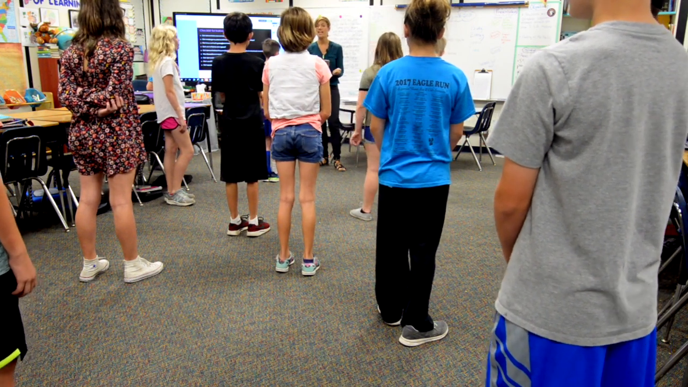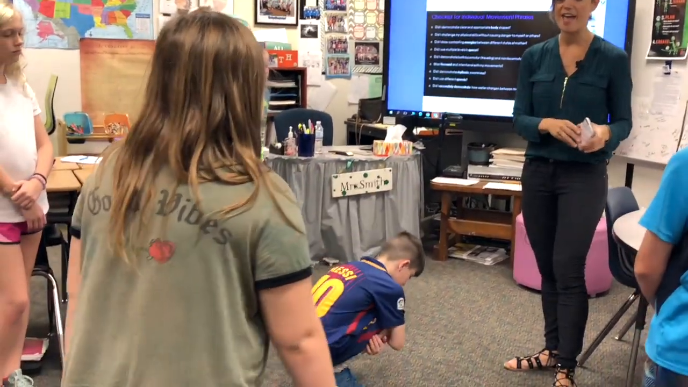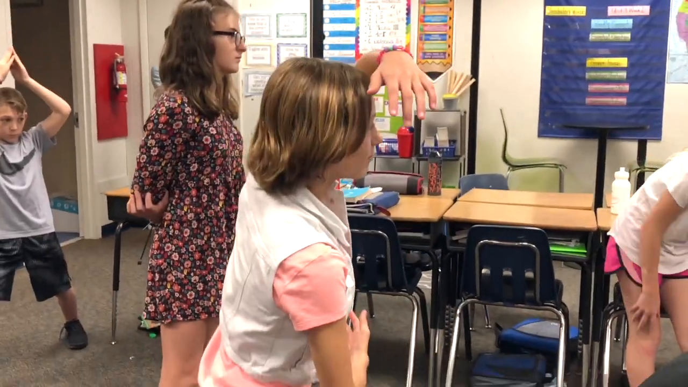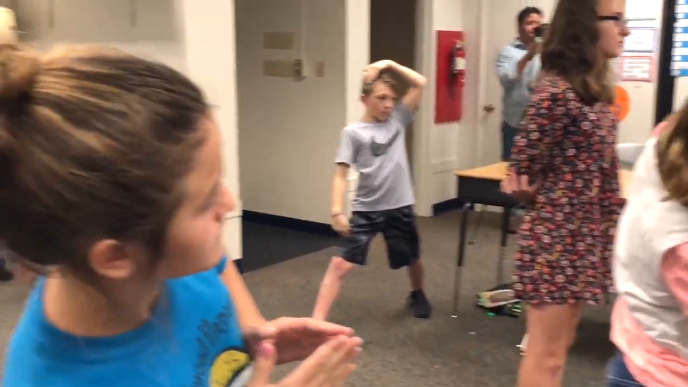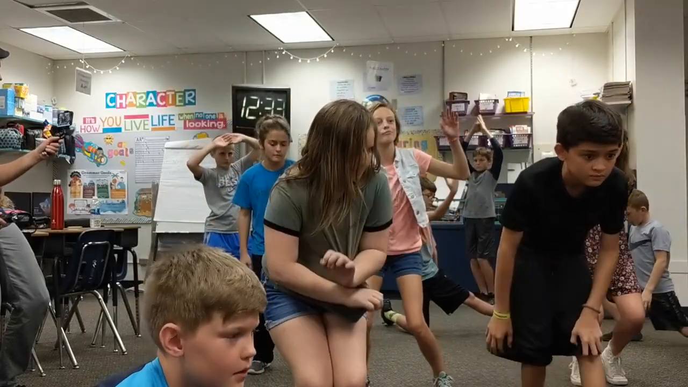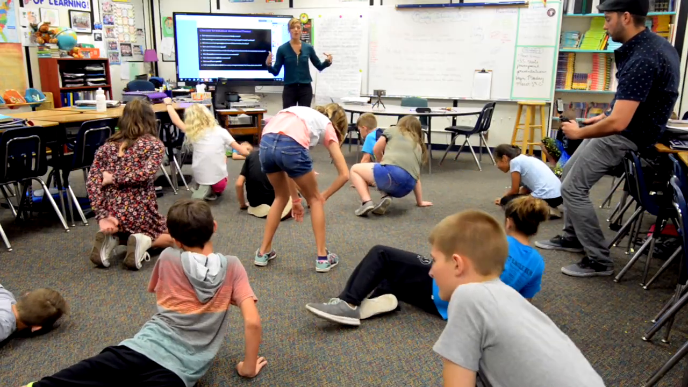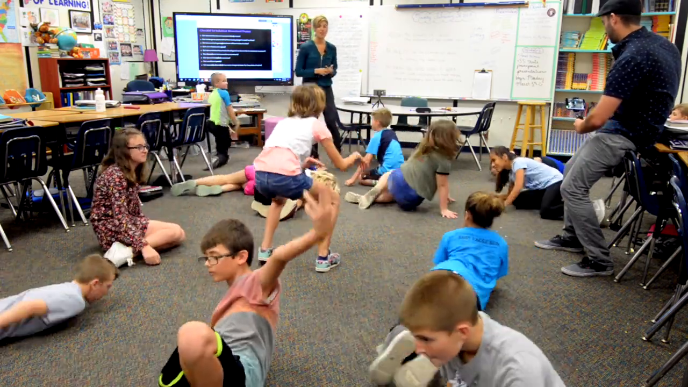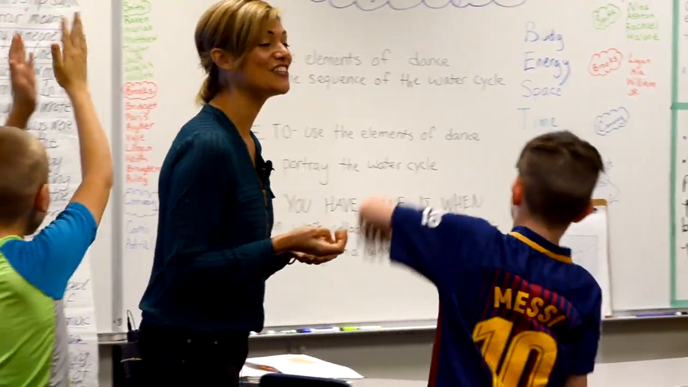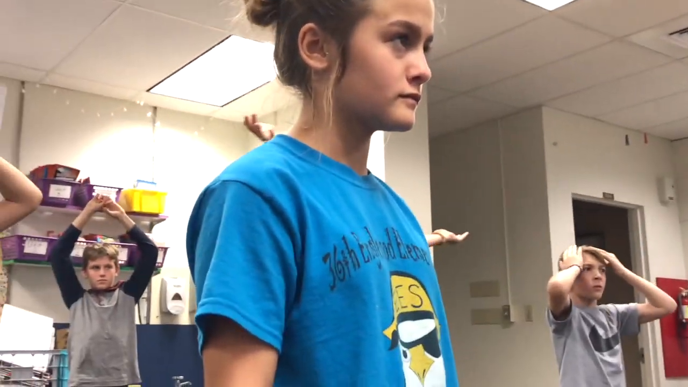All right, so we're starting as frozen solid H2O. Let's see those poses. Feel free to revise them a little bit, make them look a little different from last time. Frozen for four counts, here we go. One, two, three, four, and we're melting. One, two, three, four. Now you're liquid. One, two, three, four. Evaporation. One, two, three, four. Gas or water vapor, big cloud.